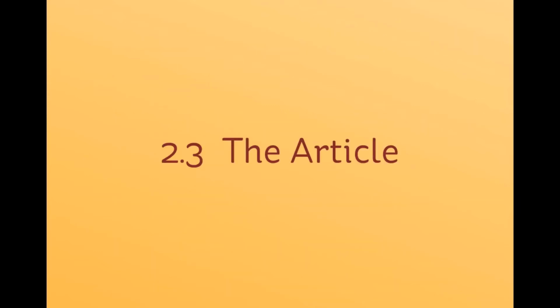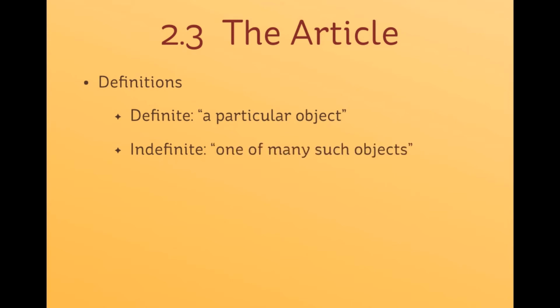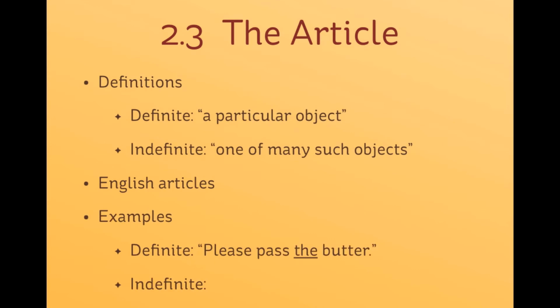The article. Let's begin with a couple definitions. We say that a noun is definite if we're referring to a particular object, and an indefinite noun refers to one of many such objects. English articles correspond. The definite article is "the"; the indefinite article is "a" or "an." We can see this in a couple examples. Please pass the butter, or hand me a napkin.